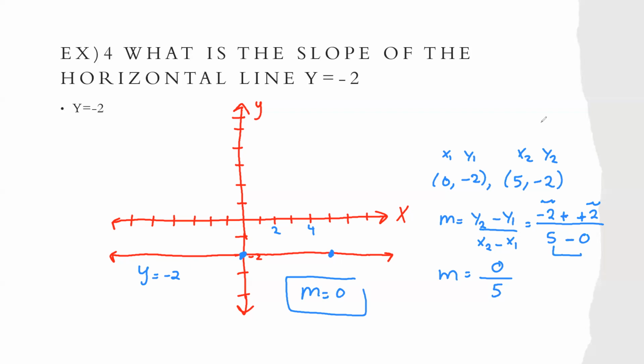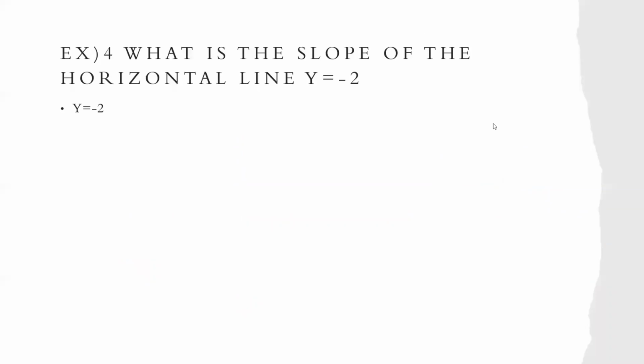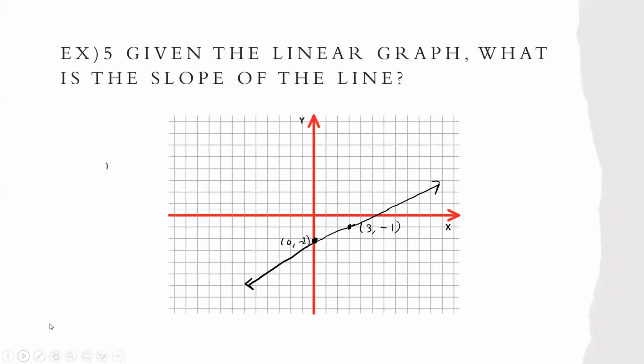Okay, let's move on. Let's move on to the last example. So the last example says, given the linear equation, what is the slope of the line? So sometimes they will give you an image, an equation, a graph, right? And they might not be nice enough to give you 2 points. You'll have to find those 2 points. But this time I did give you 2 points.